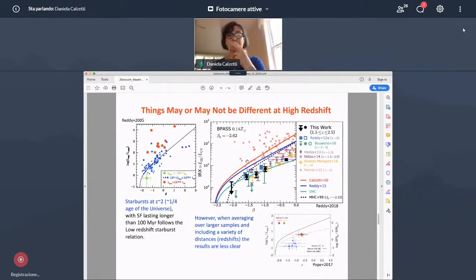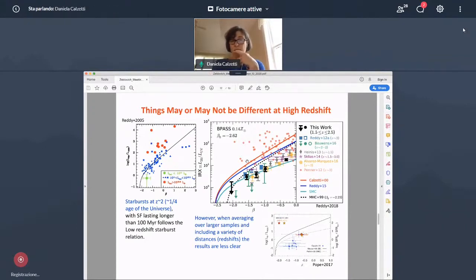Okay, what happens then at high redshift? High redshift also yielded a mixed bag of successes and puzzles. Some of the very first papers by Naveen Reddy and collaborators, this is the plot to the top left of the slide, show that starburst galaxies, which are the ones marked in blue, with star formation histories longer than about 100 million years at redshift 2 to 3, seem to be following the standard starburst curve.